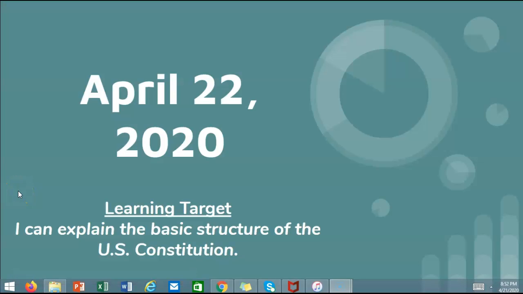Today we're going to talk about the basic structure of the Constitution, so how it's broken down, some of the key ideas of what it actually says, besides just the fact that it creates a plan of government. What type of government does it actually create?